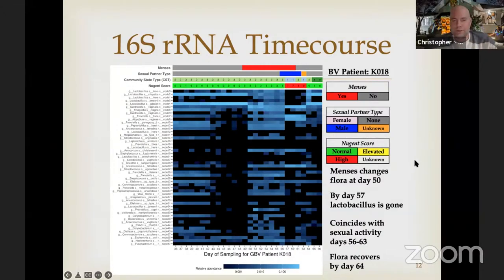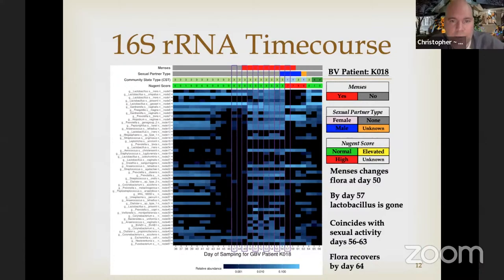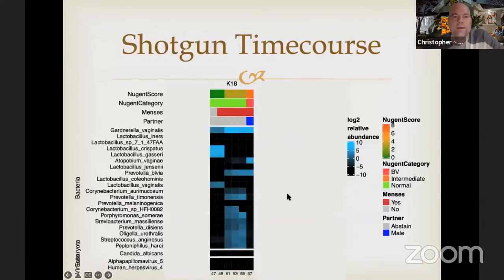So the interesting thing here is that for this same subject, we chose a subset of samples leading up to her diagnosis of BV, and we did shotgun sequencing on them. Due to cost considerations, we didn't do every day, we did every other day. So we did day 47, 49, 51, 53, 55, and then day 57, which was the day she was diagnosed with BV. And when we look at that using shotgun methods, we find very similar results.